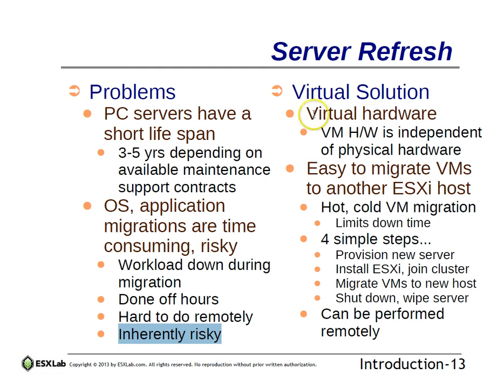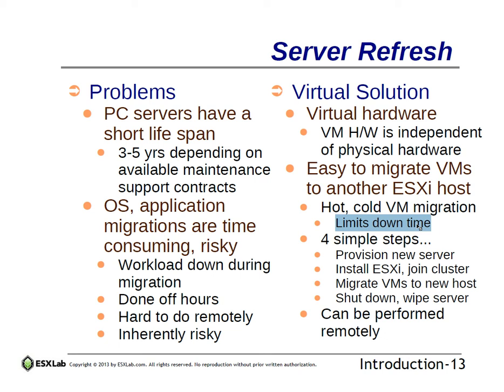So the virtual solution is based on the fact that VMware doesn't use physical hardware. Virtual machines use virtual hardware, which is independent of the underlying physical hardware. This means that I can replace an ESXi host by taking advantage of VMware features like hot and cold migration, where I just migrate my VMs from the old host to the new host. What this does is it limits downtime to either the migration time if I'm doing cold migration, or to no downtime at all if I'm doing hot migration.